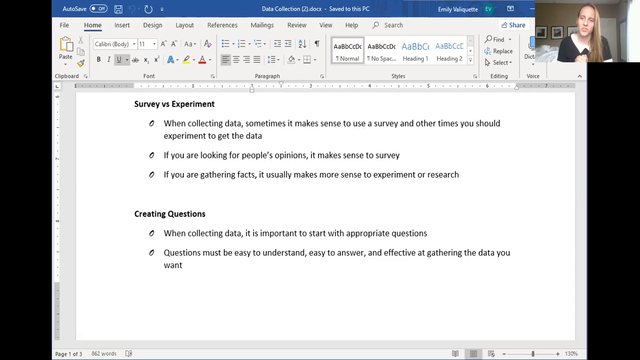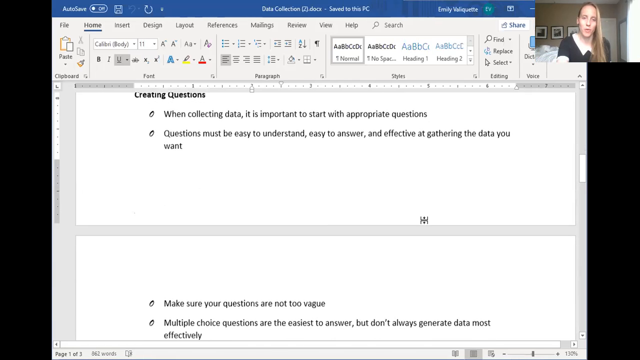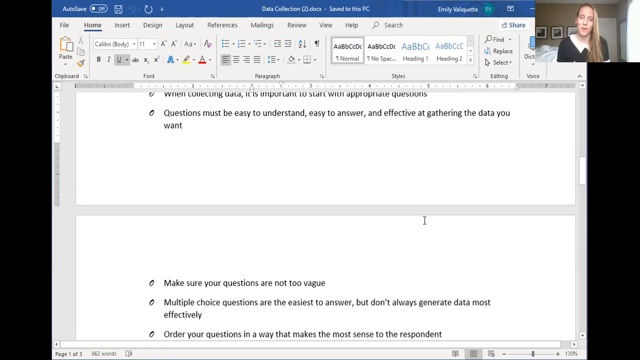Okay, when creating questions for a survey, you want to make sure that your questions are appropriate. So the first thing is they have to be easy to understand and easy to answer. Having a lot of short answer questions in your survey doesn't always make sense because people don't like answering them. They would prefer to answer something that is multiple choice. You also want something that's effective at gathering the data that you want, and by putting in possible options, it makes that easier. You don't have people answering in ways that you didn't expect and didn't account for.